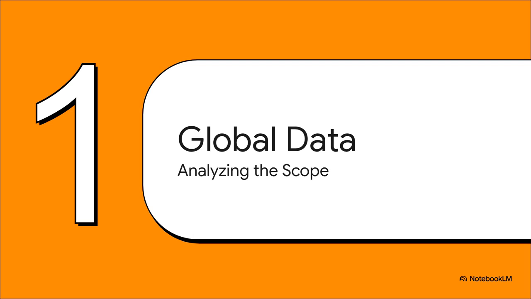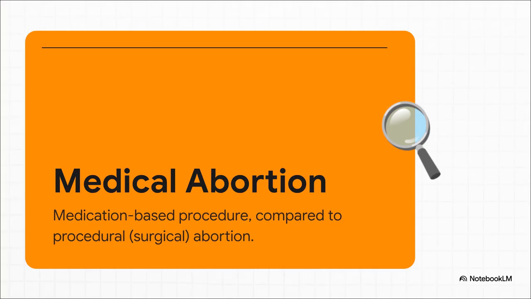All right, Section 1, Analyzing the Global Data. Just to make sure we're completely clear right out of the gate, let's define our terms. The data we're looking at compares medical abortions, which are medication-based procedures, against procedural abortions, which are surgical interventions. So throughout our discussion today, whenever we say the medical route, think medication. And when we say the procedural route, think surgery.